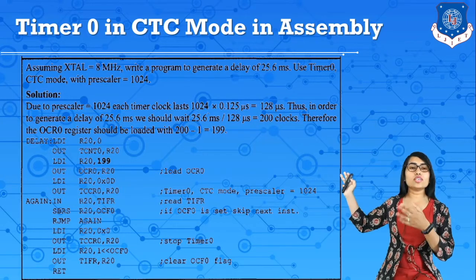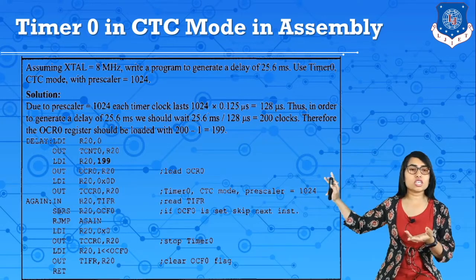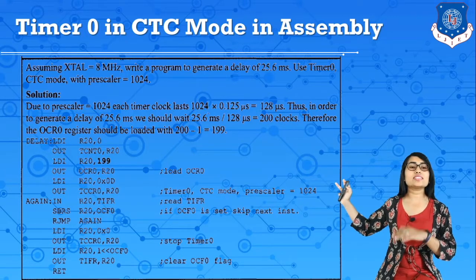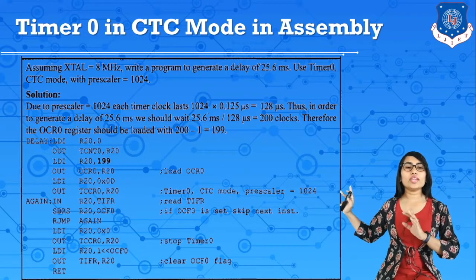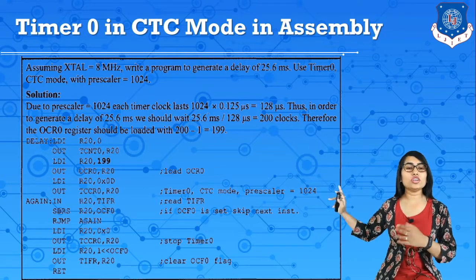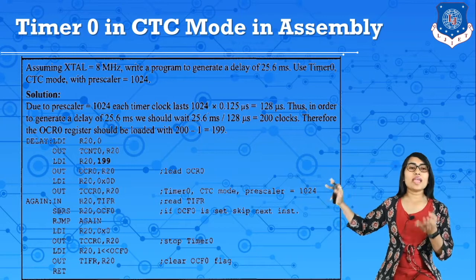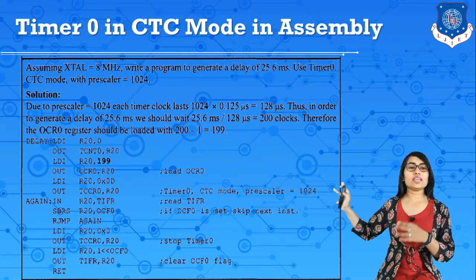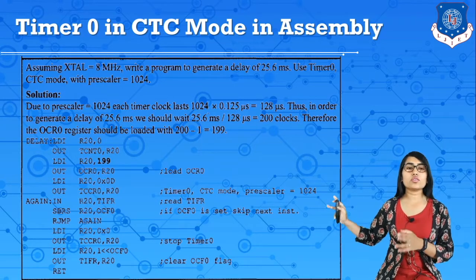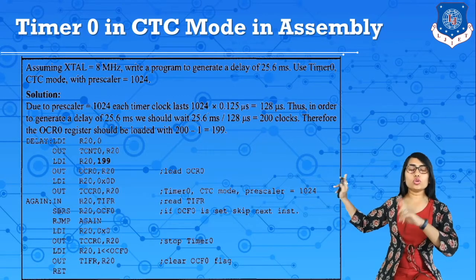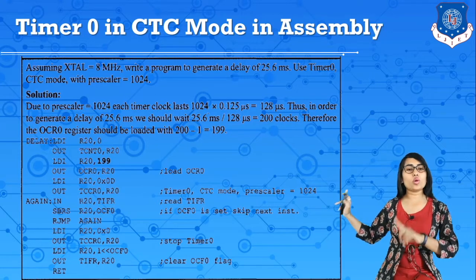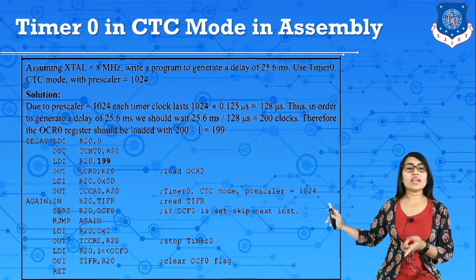So first load TCNT0 with 0. So in TCNT0 there is a 0. Now load this 199 in the OCR0 register. So use LDI R20, 199, then OCR0 is equal to 199. So TCNT0 is equal to 0, OCR0 is equal to 199.